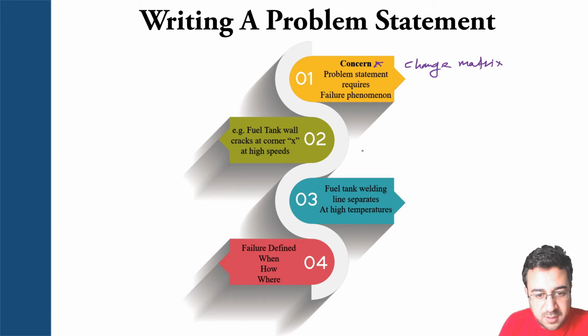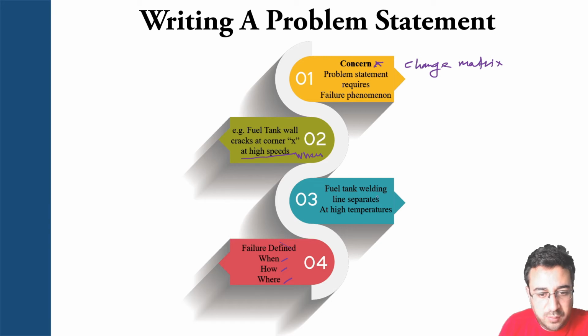The fuel tank welding line separates at higher temperatures. That's another kind of failure phenomenon. The failure in this case needs to be defined by when, how, and where. So we can say at a certain speed.